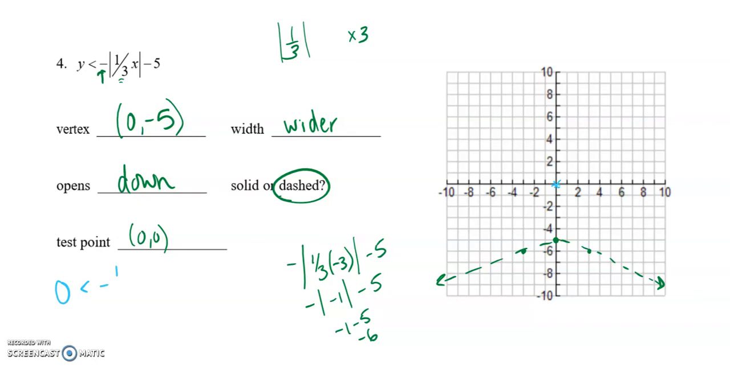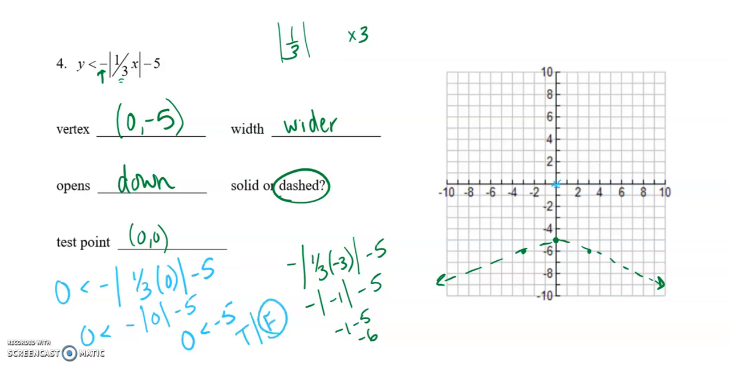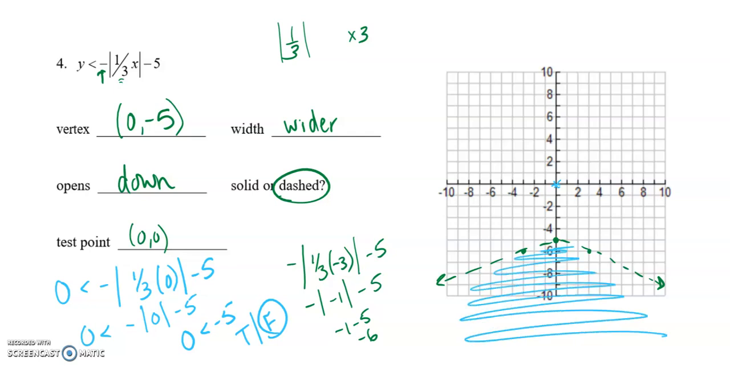0 less than negative absolute value 1/3 times 0 minus 5. 0 less than negative, this here is 0. So the absolute value of 0 minus 5. Absolute value of 0 is 0 times the negative 1 is 0. So this says 0 is less than negative 5. That is a good false statement. So I don't want to shade where 0, 0 is. So I want to shade where 0, 0 isn't, which is going to be inside the V.